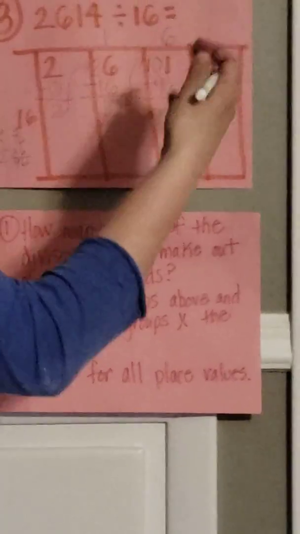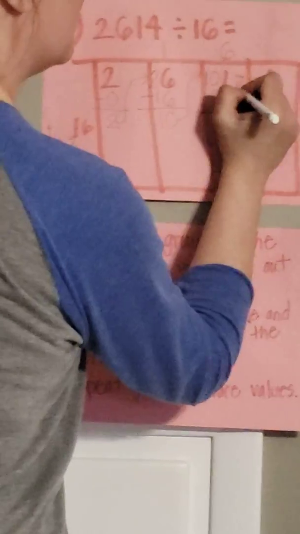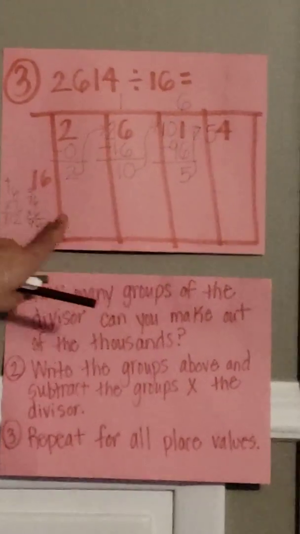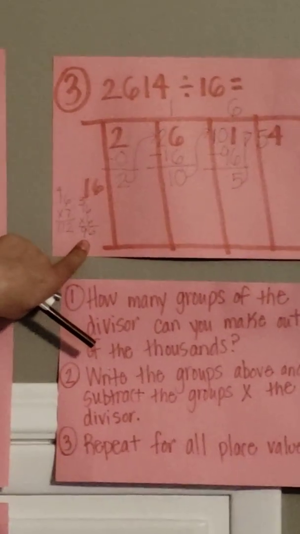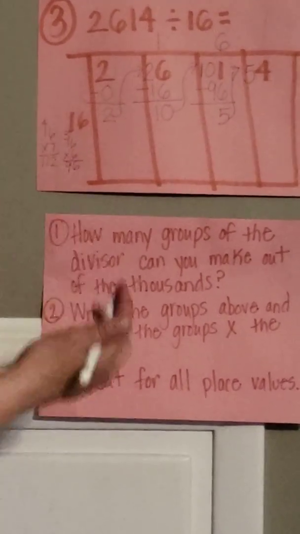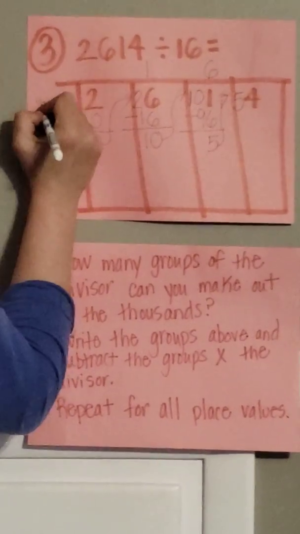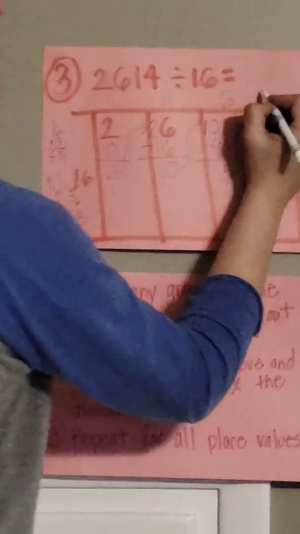Count up, don't regroup. Okay, move my 5 up here. Now I have 54. How many 16s are in 54? Well, 6 of them are 96. So about half of that is about 45. I'm going to try 48. So I'm going to try that, half of it. 16 times 3 is 48.